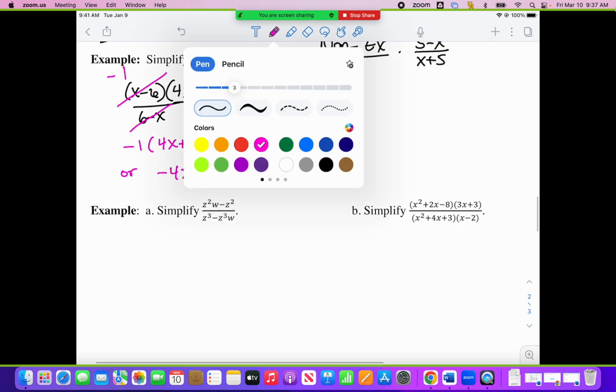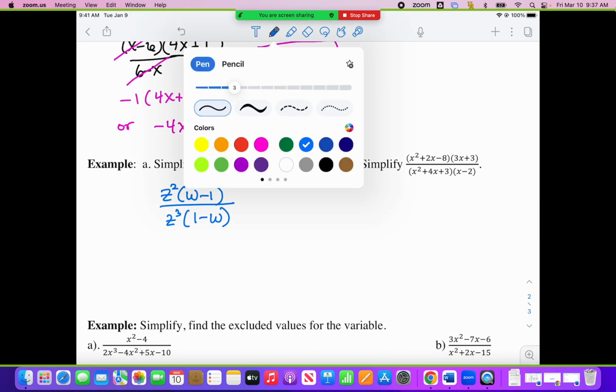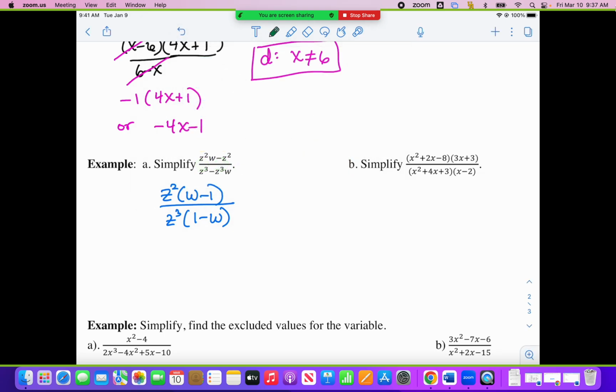All right, in this next one, I have a GCF of z squared, and I get w minus 1. In the bottom, I have a z cubed, and that's 1 minus w. All right, can somebody talk me through how to simplify this one? The z's cancel. Okay, 2 of them do, and that leaves me with a z in the bottom. And then what's the next thing I could do? Negative 1. Yeah, w minus 1 over 1 minus w is negative 1. So I end up with negative 1 over z.